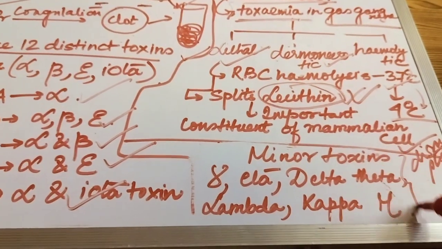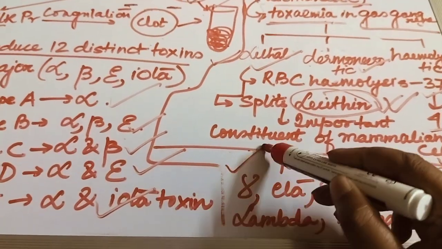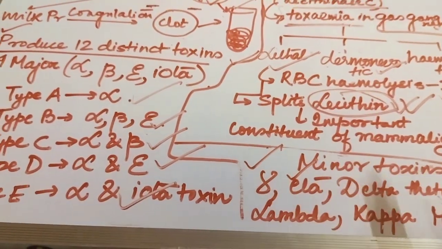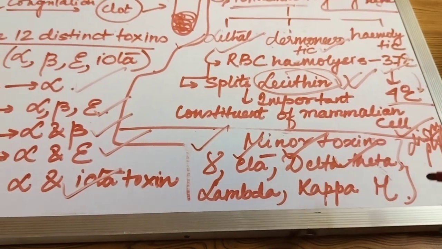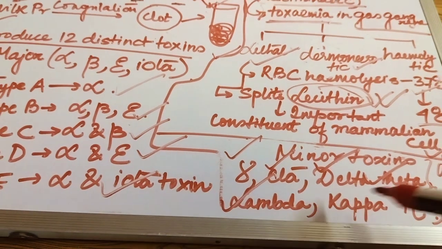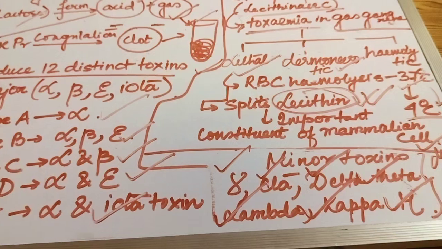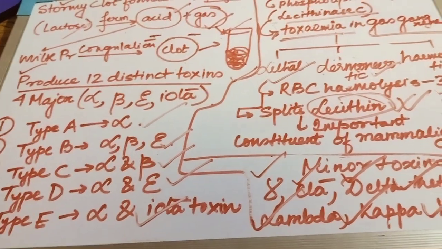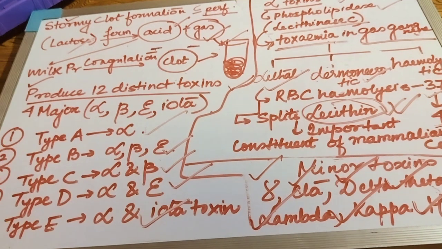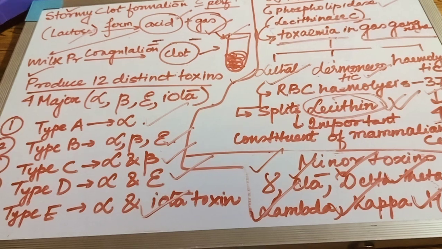So these are the major toxins which I talked about. Now the minor toxins are the gamma toxin, eta toxin, delta toxin, theta toxin, lambda toxin, kappa toxin and mu toxin. So many different kinds of toxins comprise this particular Clostridium perfringens. That's why this microorganism is very difficult to tackle.